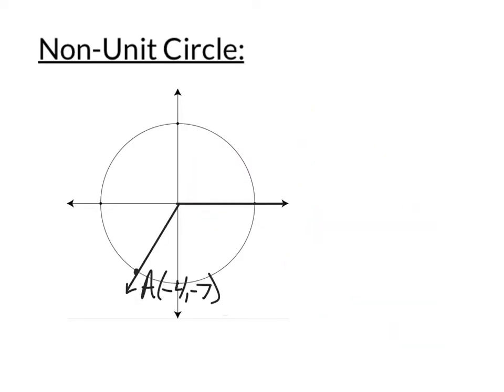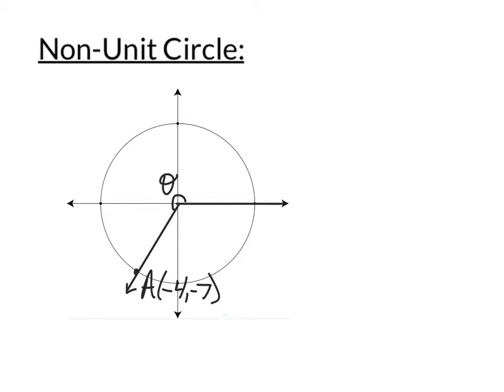So what if I'm kind of working backwards? What if I know where the point is? I know that A is -4, -7. Can we find this angle theta? And more importantly, can we find sine, cosine, tangent of that angle? Maybe even without knowing what the angle is. And of course we can. We're going to do it by thinking about triangles.